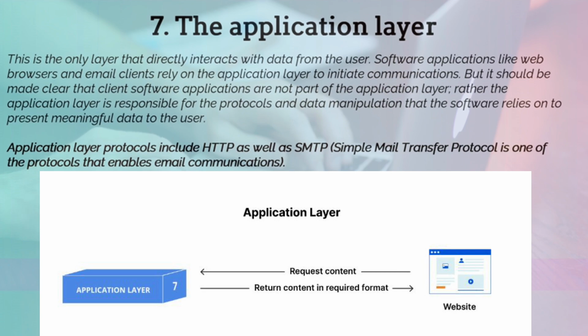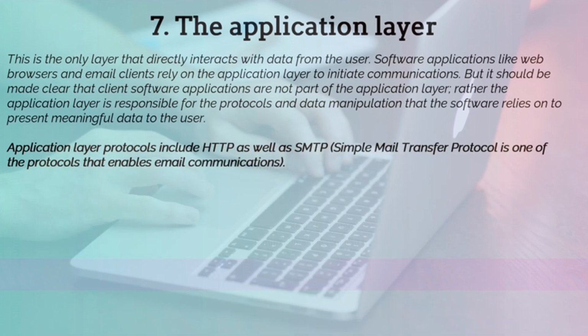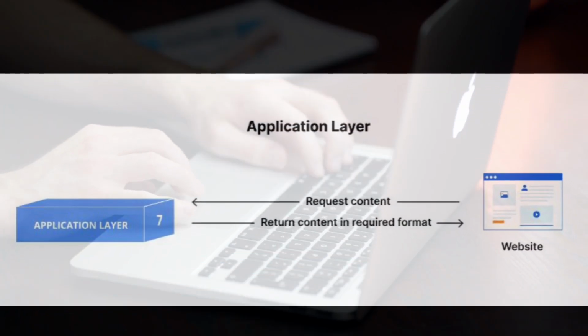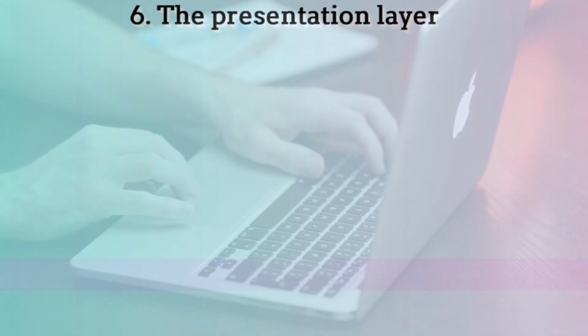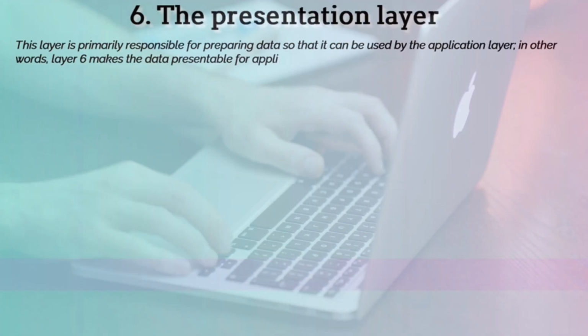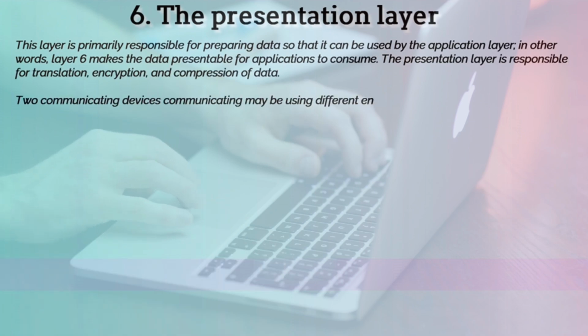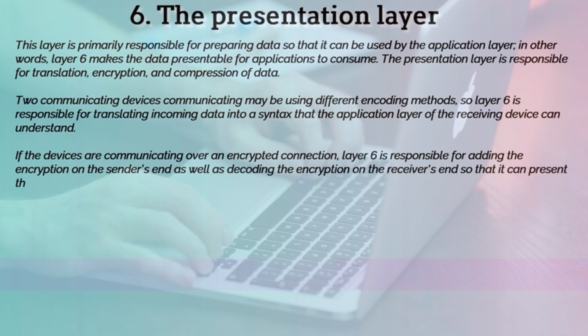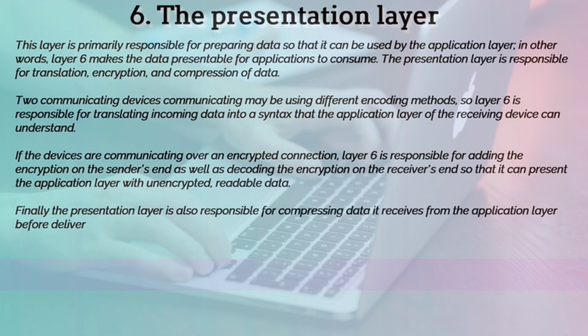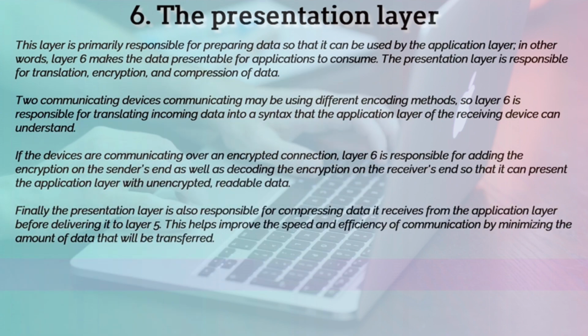Simple Mail Transfer Protocol is one of the protocols that enables email communications. Sixth, the presentation layer. This layer is primarily responsible for preparing data so that it can be used by the application layer. In other words, layer 6 makes the data presentable for applications to consume. The presentation layer is responsible for translation, encryption, and compression of the data.